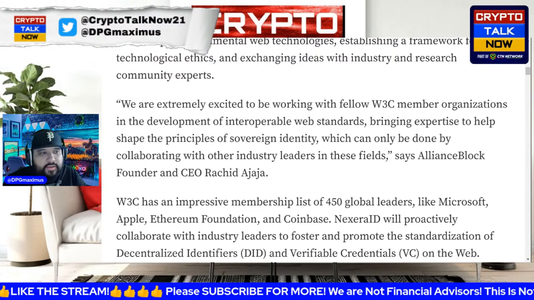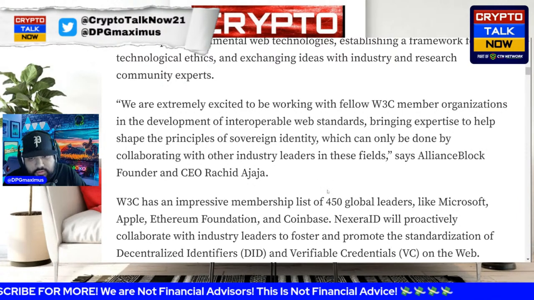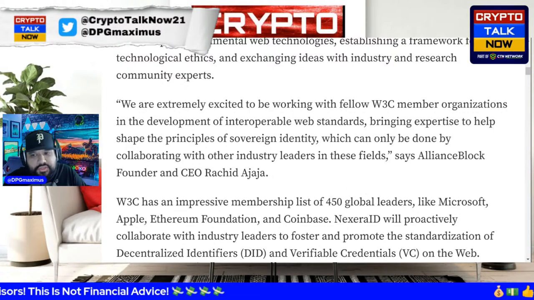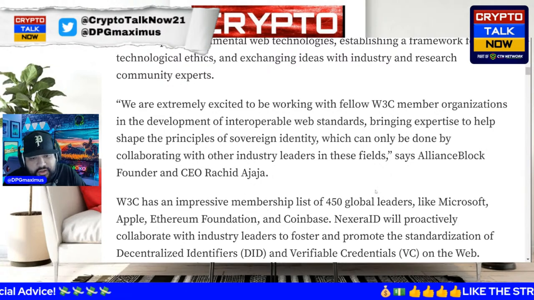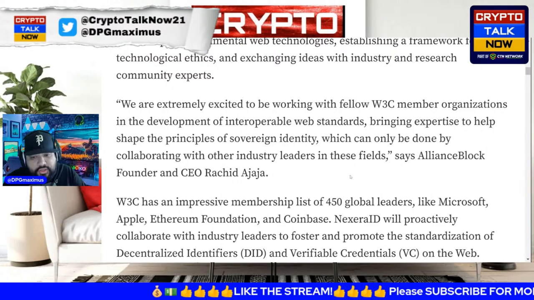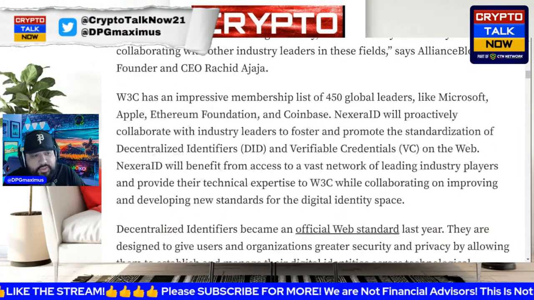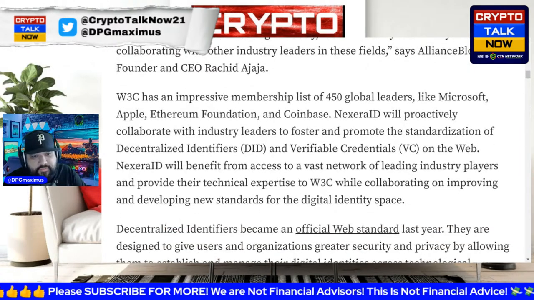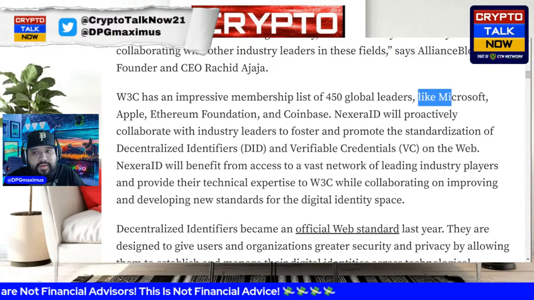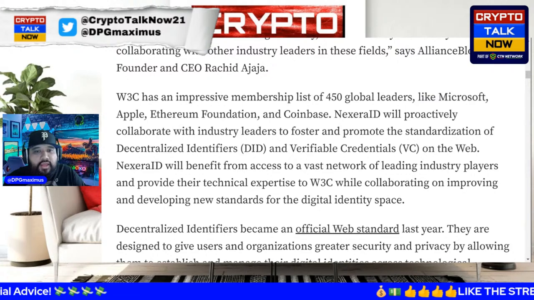Enter Nextera. It says, quote, "We are extremely excited to be working with fellow W3C member organizations in the development of interoperable web standards, bringing expertise to help shape the principles of sovereign identity, which can only be done by collaborating with other industry leaders in these fields," says Alliance Block founder and CEO Rashid Ajaja. W3C has an impressive membership list of 450 global leaders. Like, listen to this, guys. Are you kidding? Microsoft, Apple, Ethereum, and Coinbase.